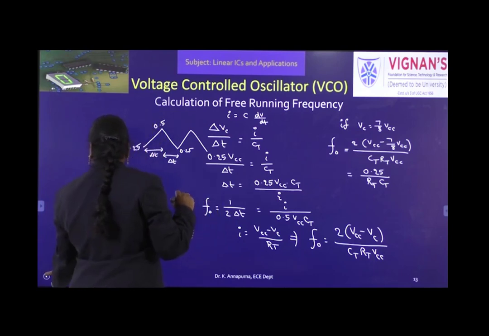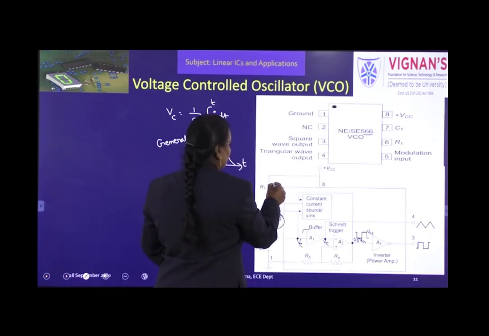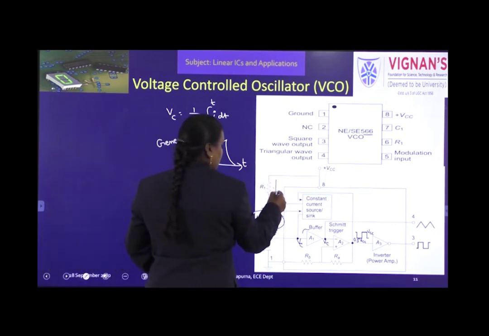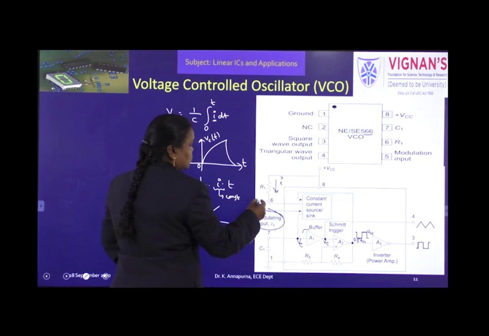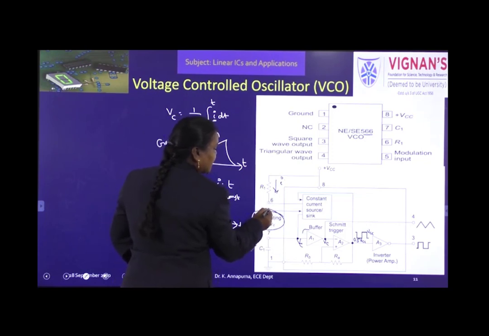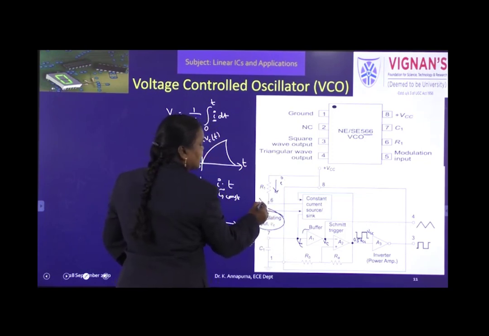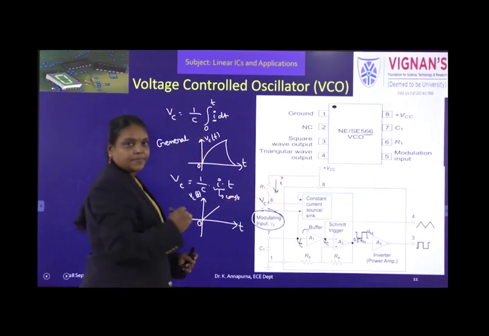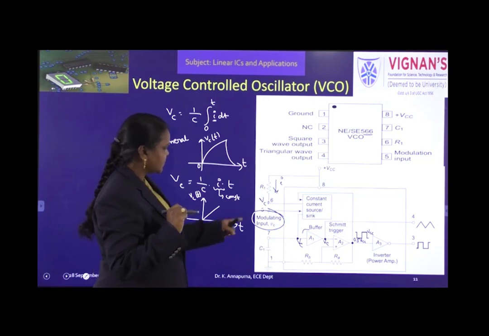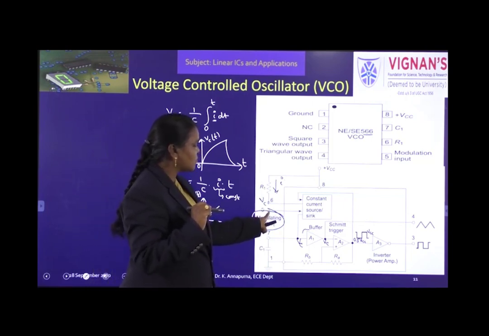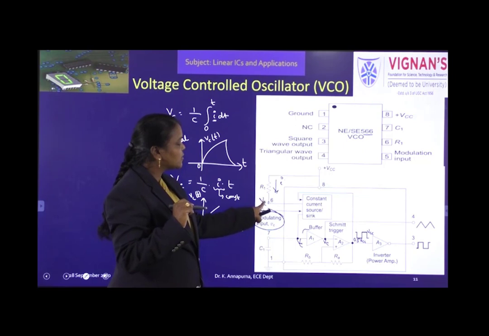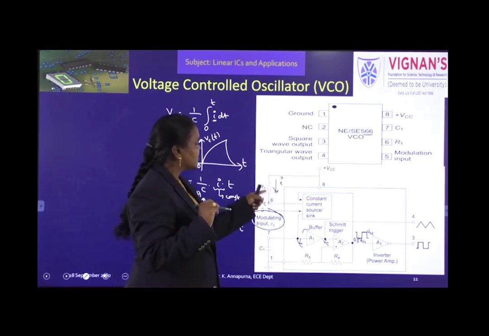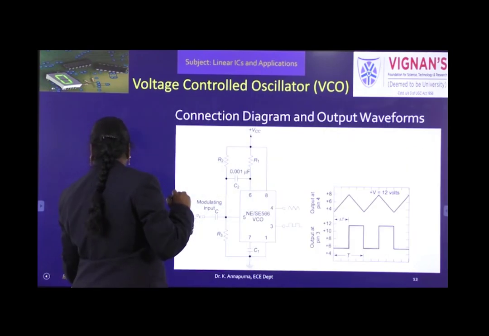So see what is I. Here current is flowing like this, right? Here this pin and this pin will be at the same potential, so it is also at Vc. So Vcc minus Vc by R1, that is I. Here the 5th pin is the control voltage pin. Similarly the 6th pin also will be at the same potential. So Vcc minus Vc by R1 is the current.